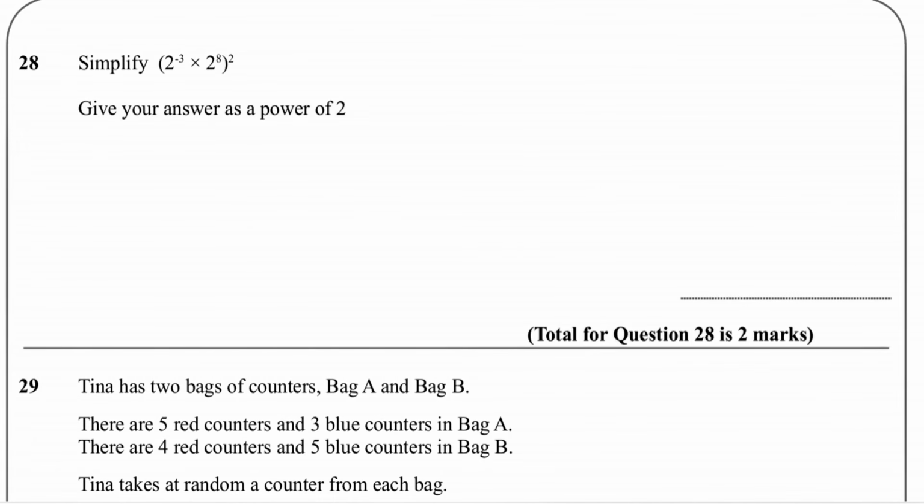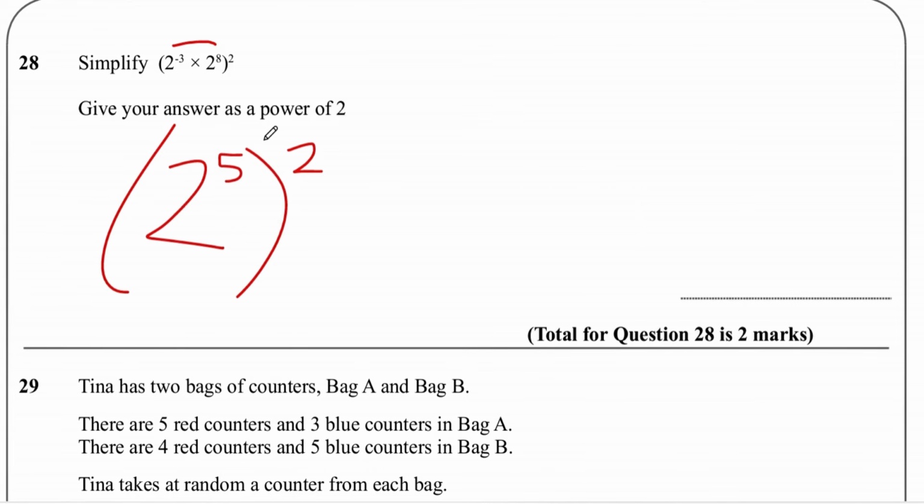Okay, let's solve this question. This times this, 2 to the power of negative 3 times 2 to the power of 8. Remember, if you have the same base, you add the powers. So this is 2 to the power of negative 3 plus 8, which is 5. Then you do 2 to the power of 5 to the power of 2. Power inside multiplies the power outside. So 5 times 2 is 10. This is 2 to the power of 10.